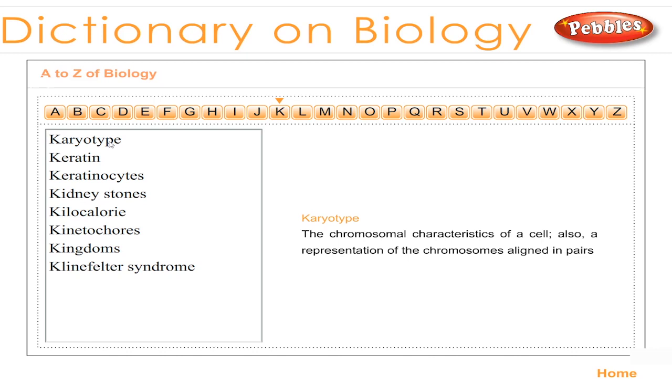Karyotype, the chromosomal characteristics of a cell, also a representation of the chromosomes aligned in pairs. Keratin, a family of fibrous structural proteins. Keratinocytes, the basic cell type of the epidermis, produced by basal cells in the inner layer of the epidermis. Kidney stones, crystallized deposits of excess waste such as uric acid, calcium and magnesium that may form in the kidney.